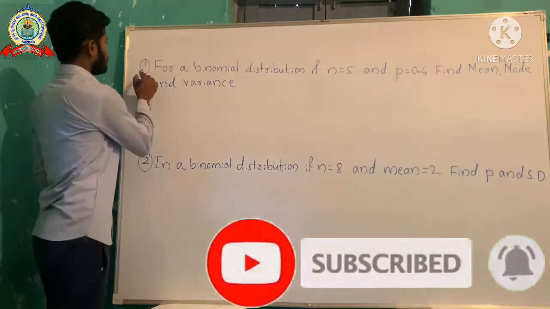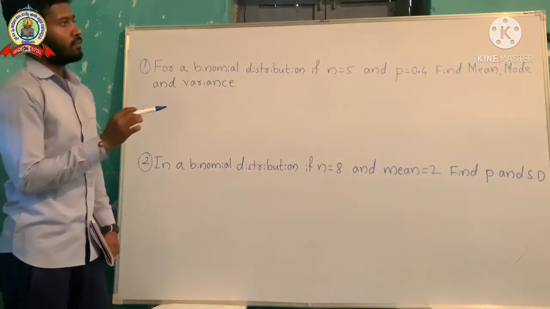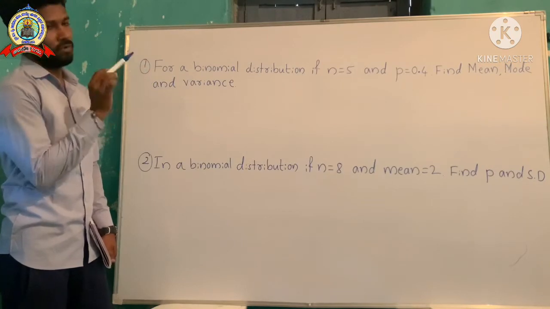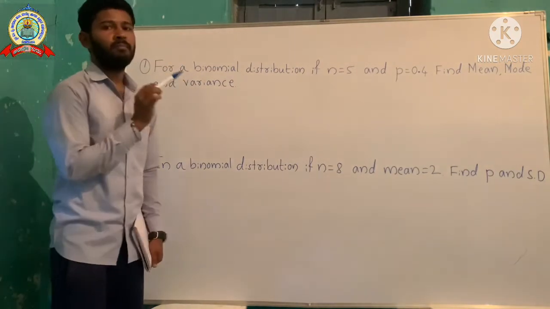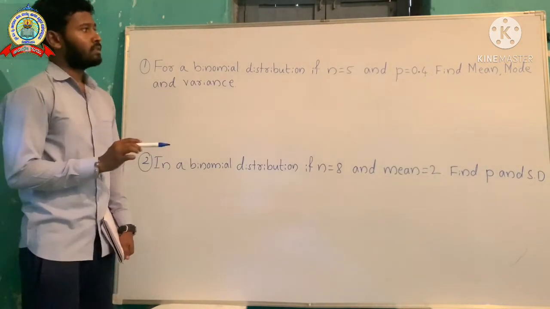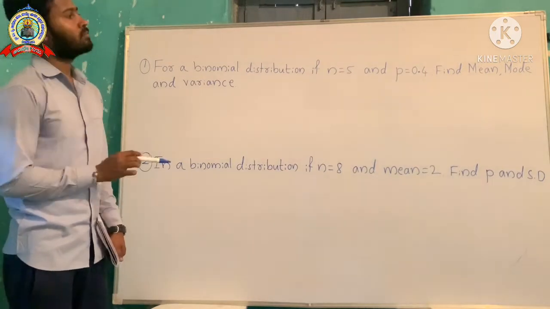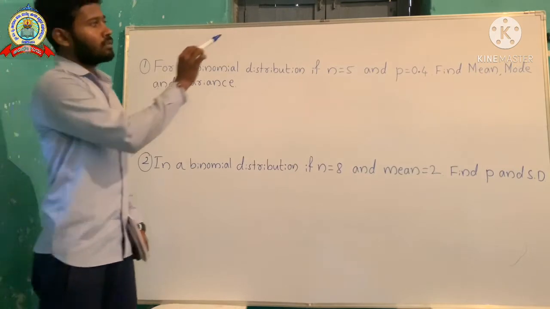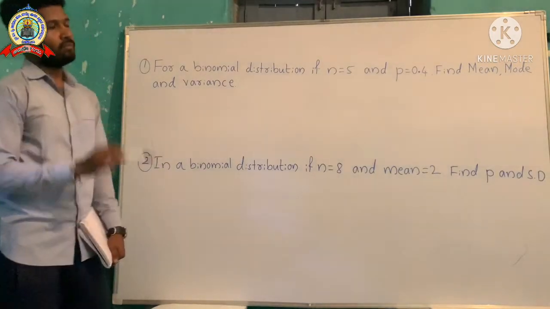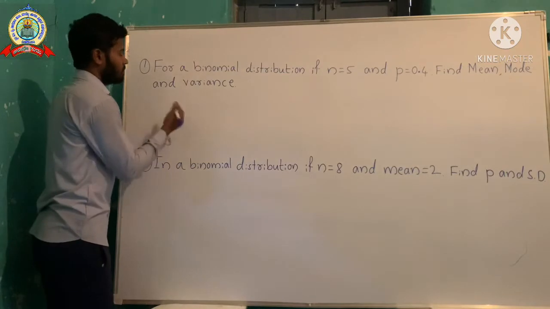So the first problem: for a binomial distribution, if n is equal to 5 and p is equal to 0.4, so the n and p both are parameters of the binomial distribution. So when n and p values are given in the problem, find the mean, mode and variance. Clear? Okay. So let us solve this problem.